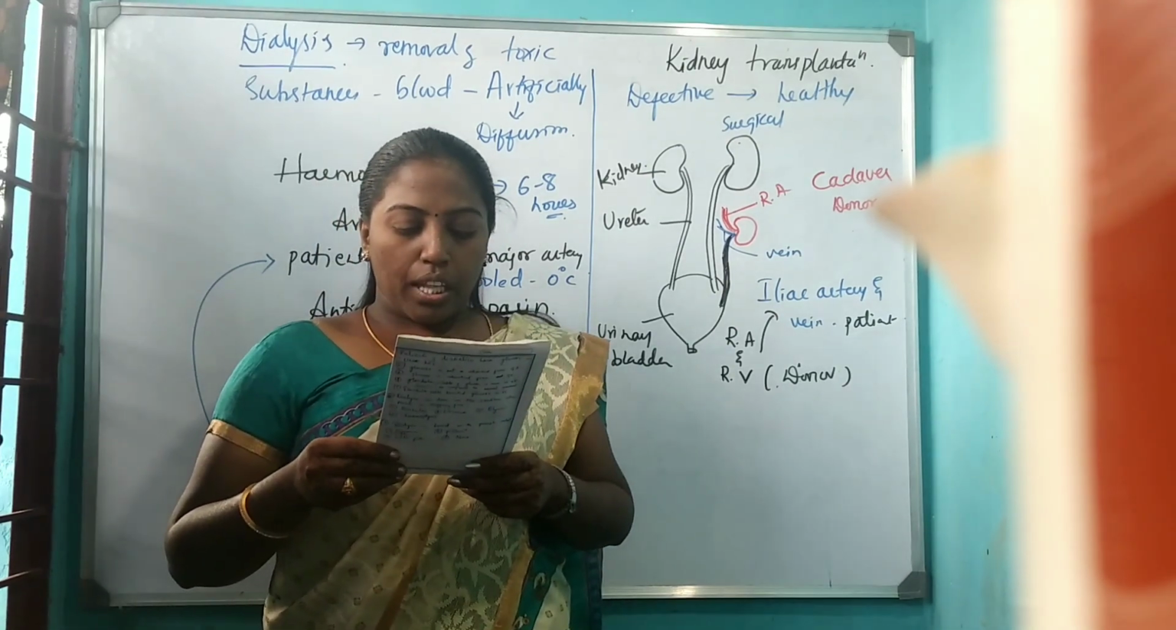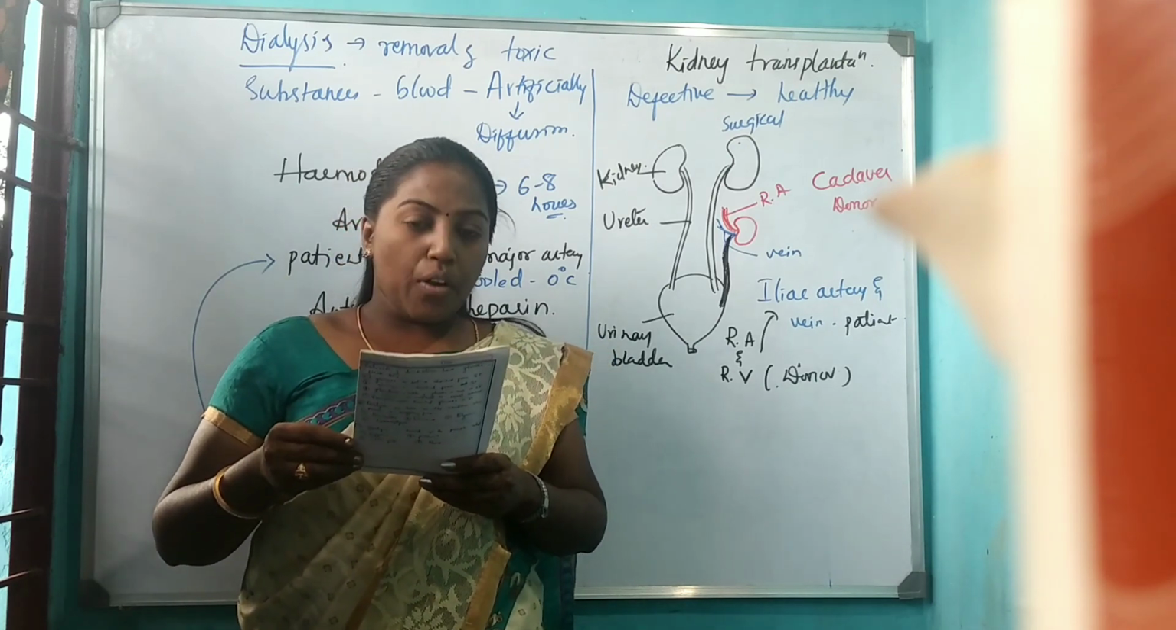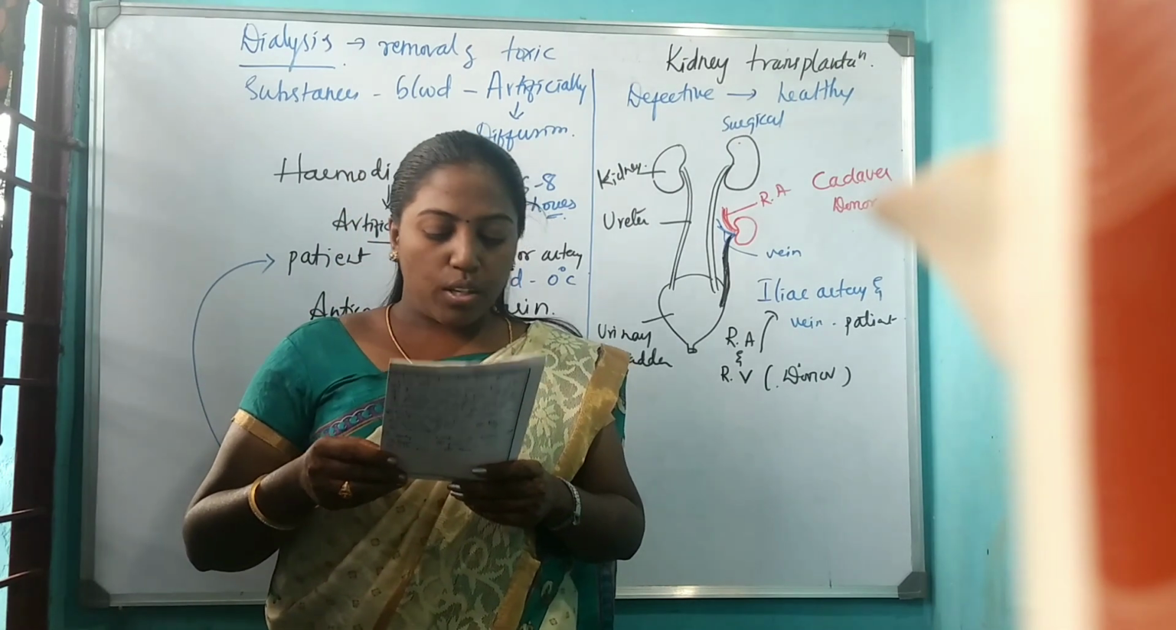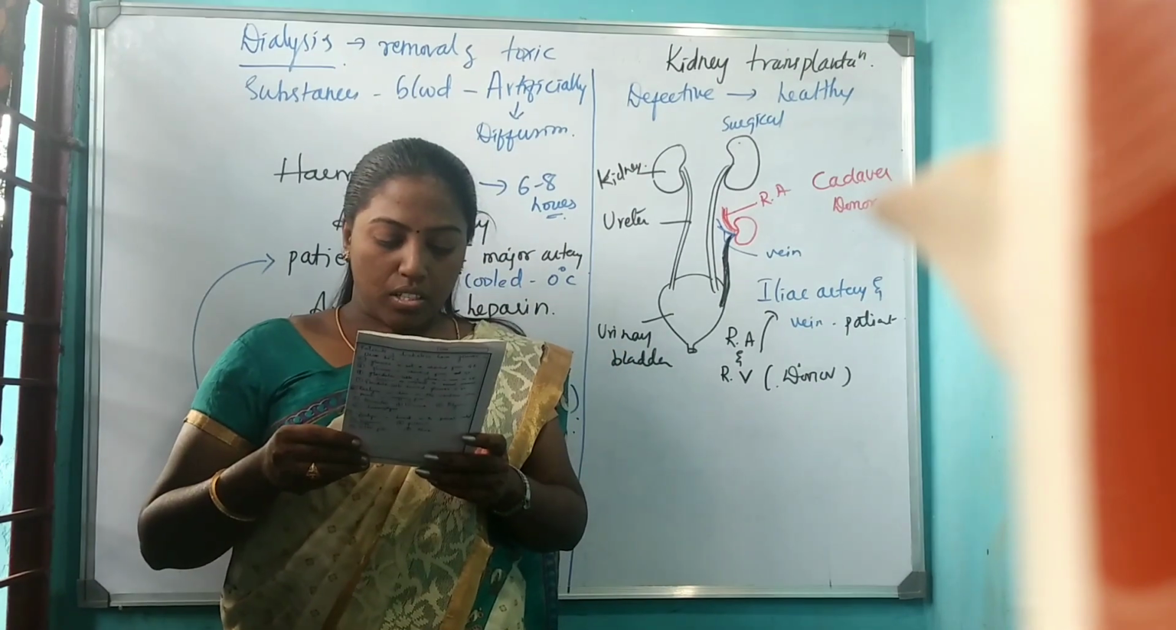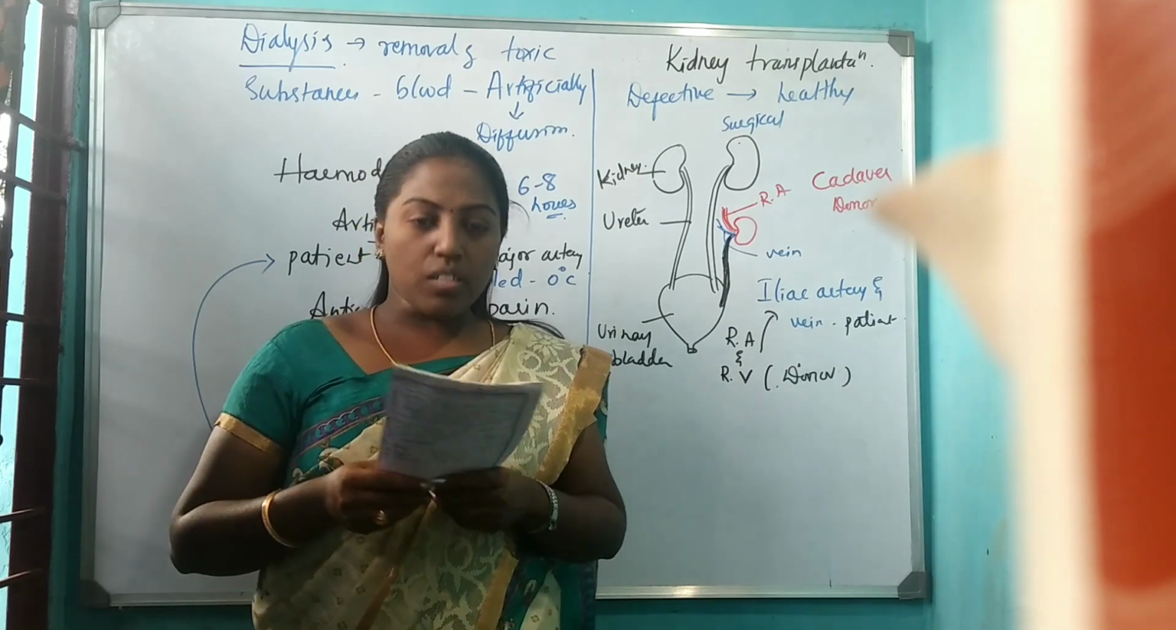Next question: the process of removing toxic substances from the blood is called diffusion, dialysis, osmosis, or none. The answer is dialysis.